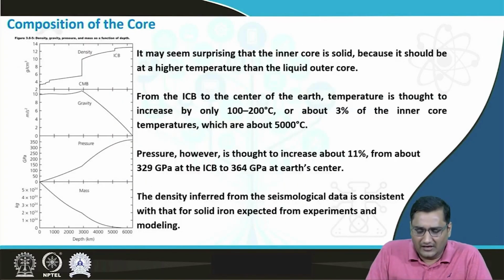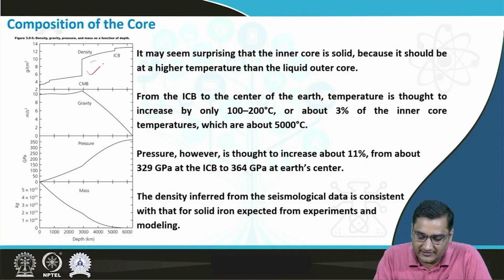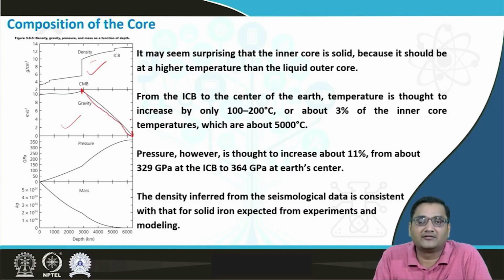Now, these graphs are familiar to you. We have seen them in one of our previous lectures. You can see that various parameters such as density, gravity, pressure, and mass vary with depth from the surface to the center of the core. This is the density variation. Here is the gravity variation, where gravity smoothly increases up to the core-mantle boundary, where it becomes around 10.7 meter per second square, and then smoothly decreases toward the center of the earth, where it becomes zero.